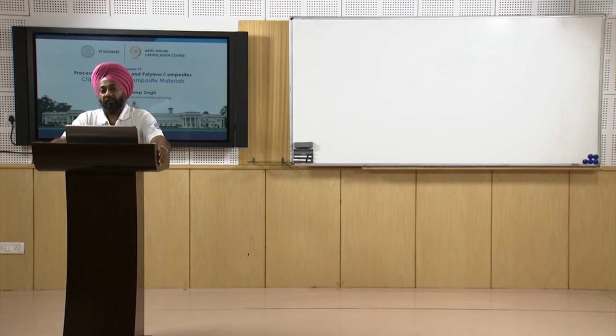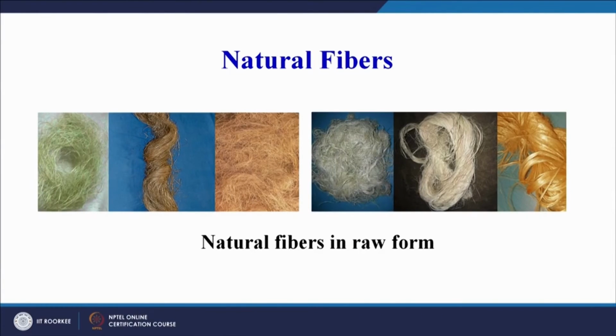On your screen, this is a list showing different types of natural fibers. They are in the raw form, they can be woven into the mat form, and then the mat can be used as a reinforcement for making natural fiber reinforced laminated composites. But this is just showing the raw type of fibers which are available, and these have been derived from nature.